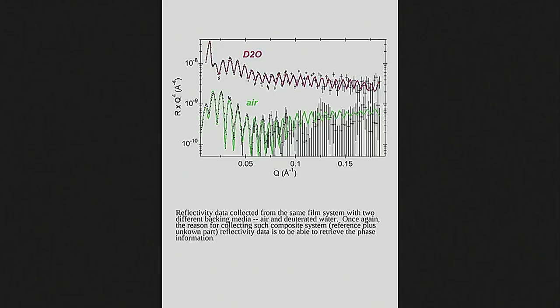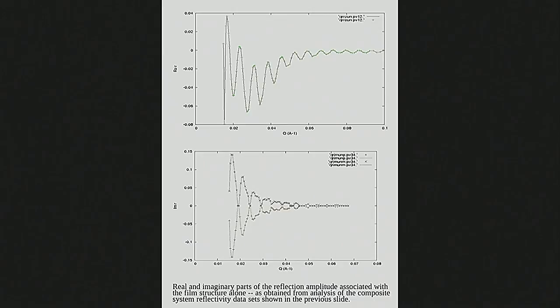So the experiment was done, in this case, just by putting that solar cell organic film next to a D2O reservoir and then just next to air. And those two backing media supply the two references that you need to collect the phase information. So here is the real part of the scattering density distribution for just the chemical film that's extracted from the measurements. This is the imaginary part that you also get, we don't need to talk about here.